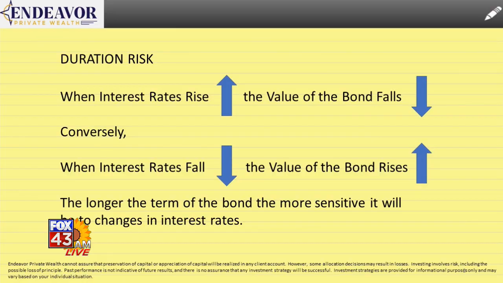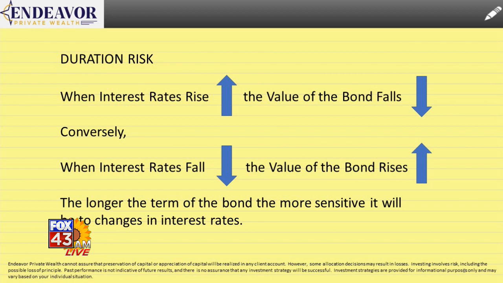Duration risk is the effect that changes in current interest rates have on the value of a bond or bond portfolio. Over the past year, the Federal Reserve has been increasing the federal funds rate in an attempt to lower inflation. So think of it like a teeter-totter. If interest rates are rising, the underlying value of the bond falls. Conversely, when interest rates decrease, the value of the bond increases.